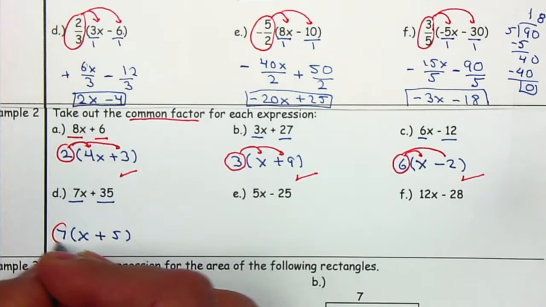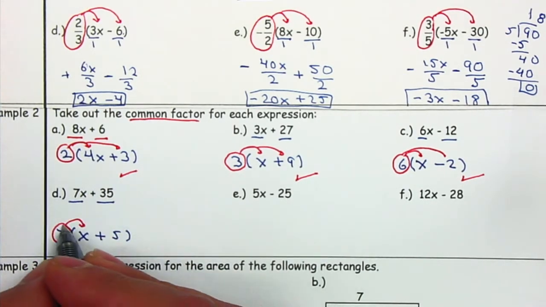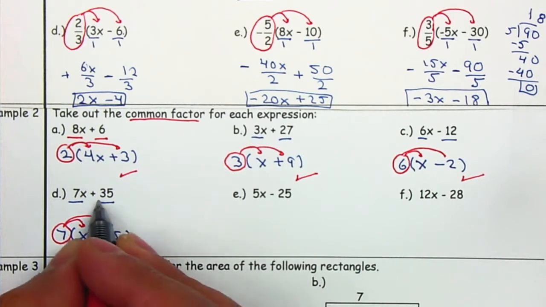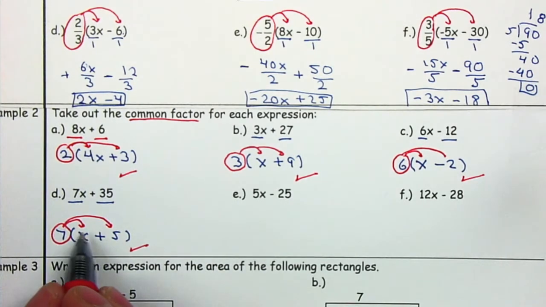Let's double check. 7 times x, is that 7x? Yes. 7 times positive 5, is that positive 35? Correct. And I need you guys to at least take a minute to just double check to make sure that you got the correct answer.